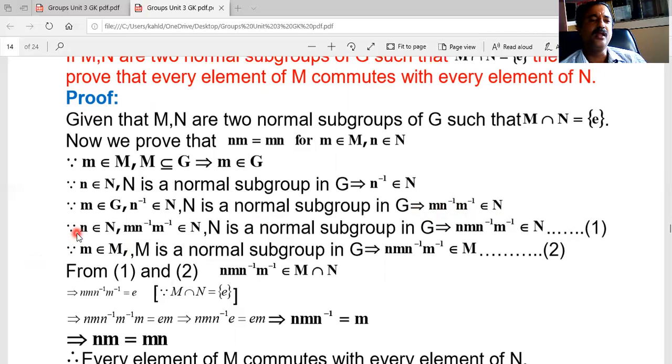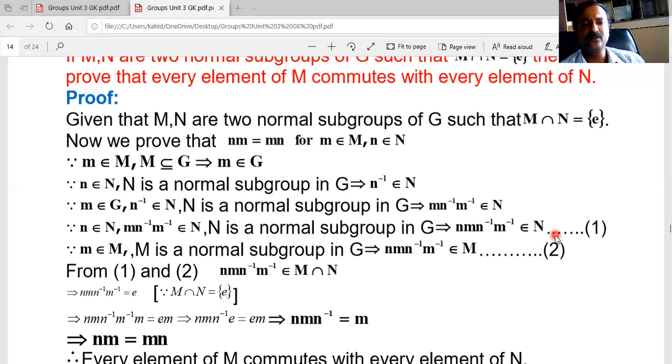Right. Now n belongs to N. We know that small n belongs to capital N. This m n inverse m inverse belongs to N. I have written like that, the same one I have written here. And N is a normal subgroup, means subgroup. Subgroup means closure law exists. What is that? Closure law exists. That means the product of these two elements belongs to N. That means n into m n inverse m inverse, n m n inverse m inverse belongs to N.